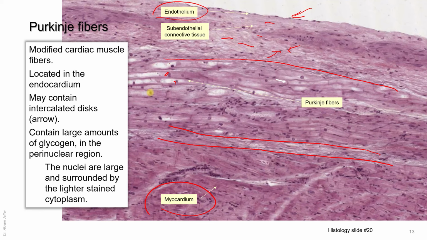But the cytoplasm, although it looks striated, looks almost empty, especially around the nucleus, because they have less contractile elements. They are not structured for contraction. They are made for conduction. They also have intercalated discs. So these are the Purkinje fibers. They are present in the subendothelial connective tissue of the endocardium, not in the myocardium. Again, same features like the myocardial cells, and they have intercalated discs, but they have a large amount of glycogen and less amount of contractile elements. So they look as if they are empty, lighter stained cytoplasm.